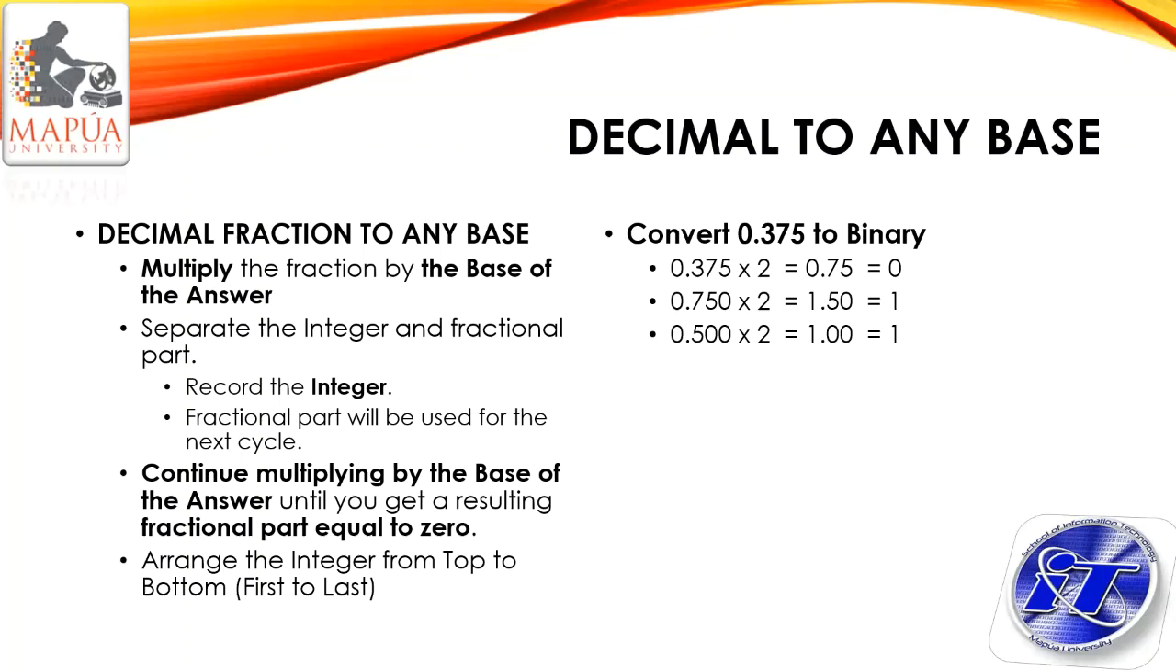Now we could arrange the whole number from top to bottom, from the first to last. And don't forget, before we get the equivalent in binary, kindly write first the radix point, because we all know that we are referring to a decimal fraction. So it's a non-whole number. Okay, so point followed by the first digit, 0, second digit, 1, third digit 1. So this is the final answer. Okay, so this is the equivalent in binary.